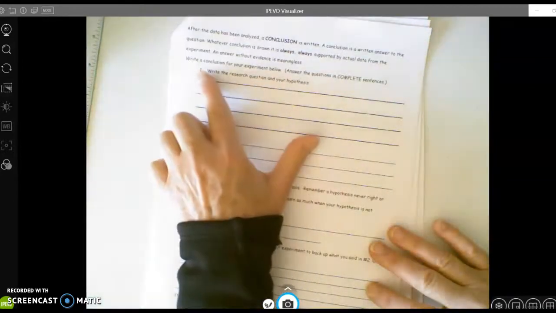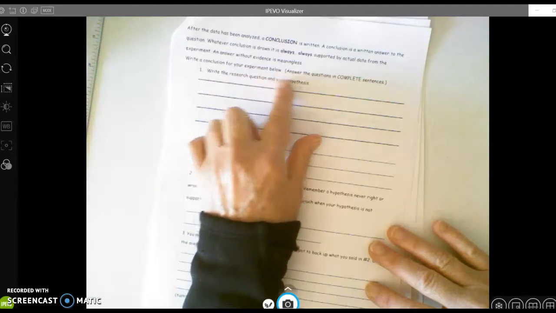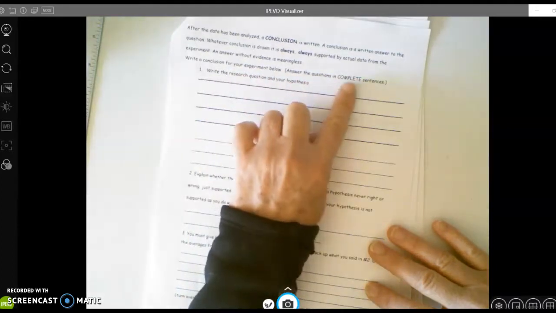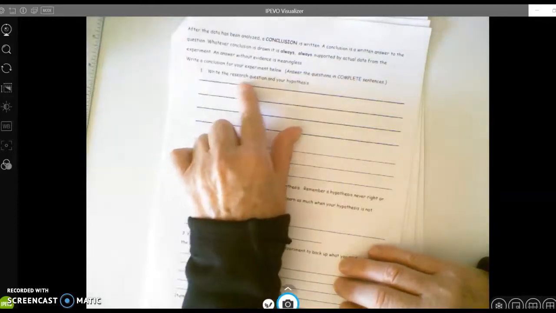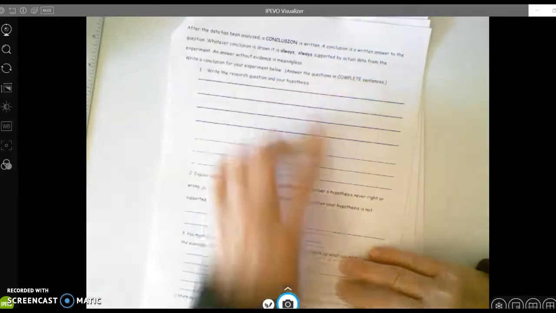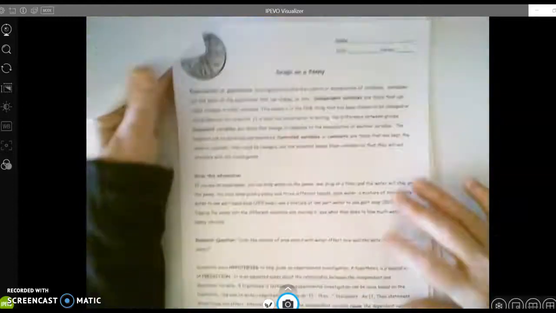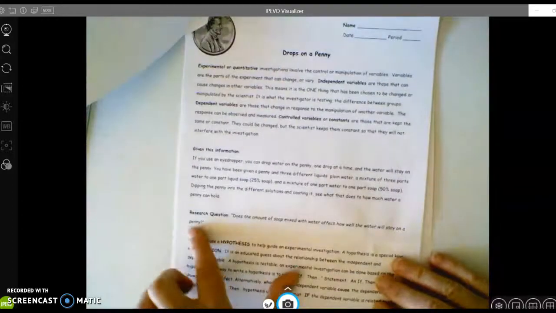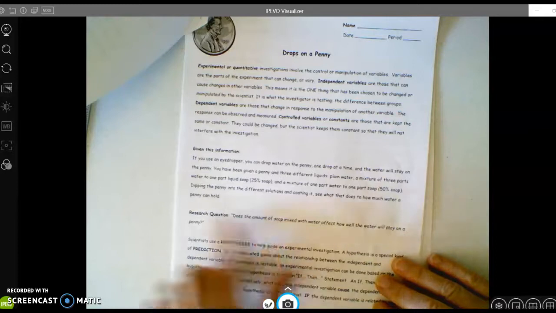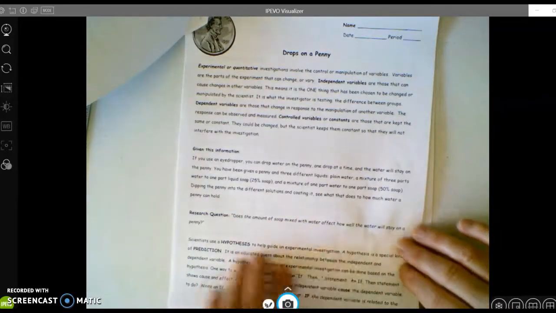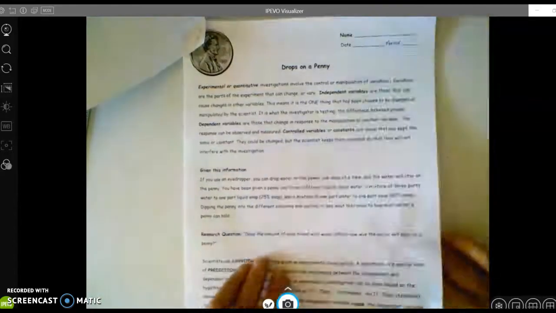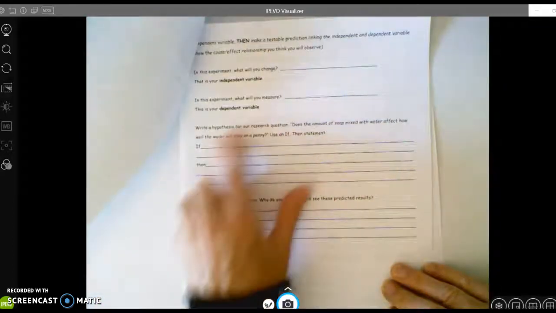And what you're going to do here is write a conclusion for your experiment below, answering the questions in complete sentences. This is important to write in complete sentences. It says write the research question and your hypothesis. So the research question, if you remember, is right here at the beginning. So you're just rewriting this. The research question is, does the amount of soap mixed with water affect how well the water will stay on a penny? Okay.